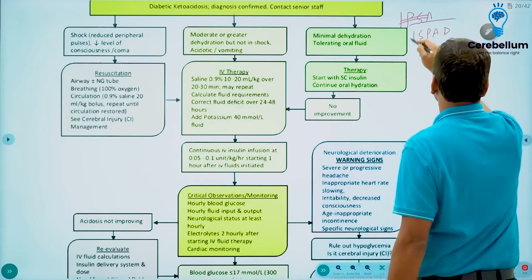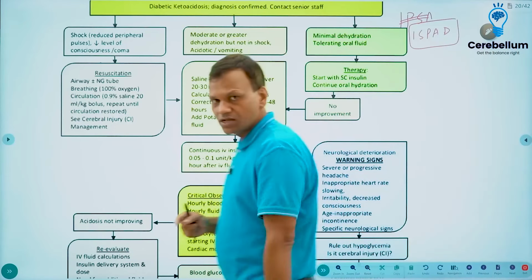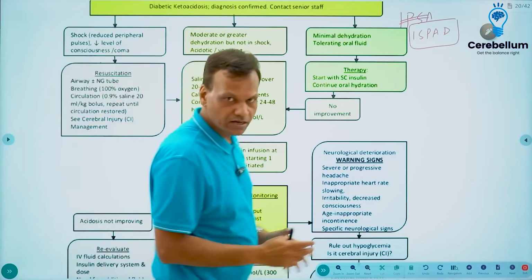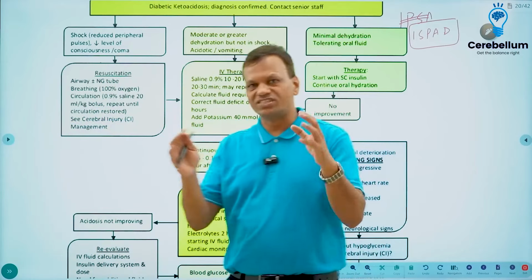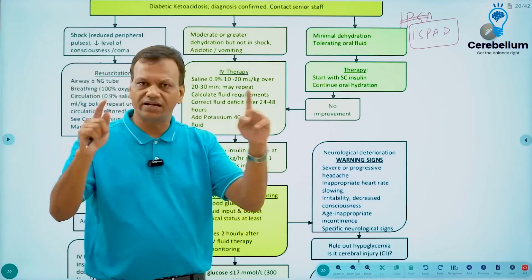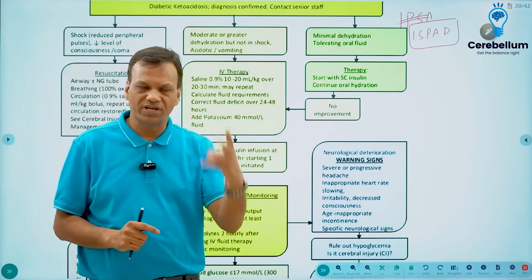International Society for Pediatric and Adolescent Diabetes. So ISPAD guidelines, what are they telling about children with diabetic ketoacidosis? What are the special things you need to remember? In children with diabetic ketoacidosis, two things are to be kept in mind.